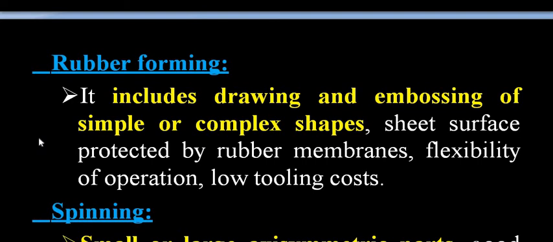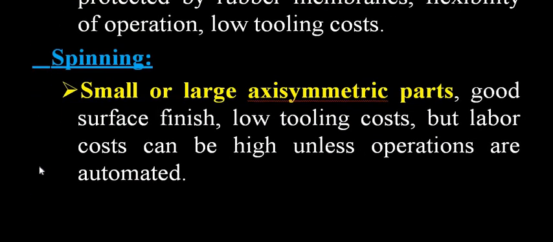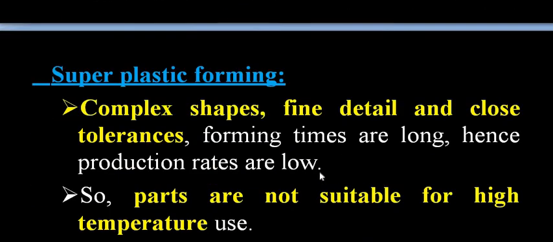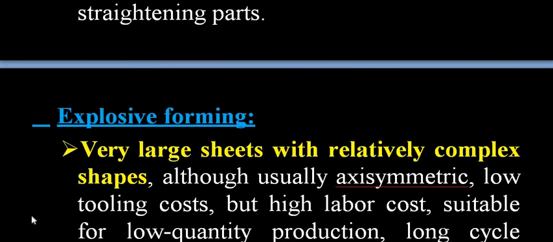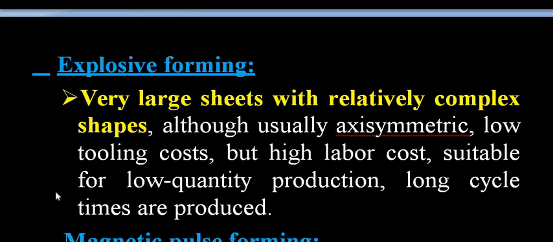Spinning: small or large asymmetric parts, good surface finish, low tooling cost, but labor cost can be high unless operations are automated. Superplastic forming: complex shapes, fine detail and close tolerance; forming times are long, hence production rates are low, so parts are not suitable for high temperature use. Pin forming: shallow contours on large sheets, flexibility of operation, equipment cost can be high, and the process is also used for straightening parts. Explosive forming: very large sheets with relatively complex shapes, although usually asymmetric, low tooling cost but high labor cost, suitable for low quantity production, with long cycle times.